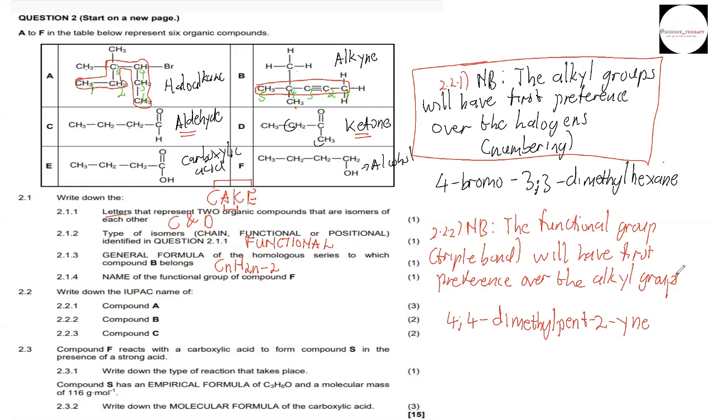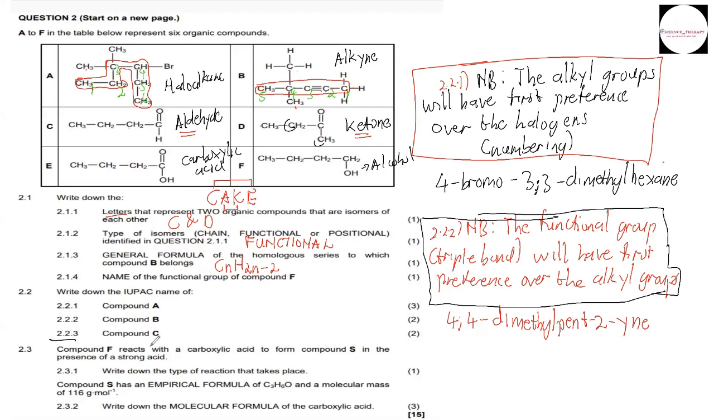Then note the important rule that we discovered again here. The important rule that we discovered is that the functional group, or the triple or double bonds, will always have first preference over the alkyl groups.